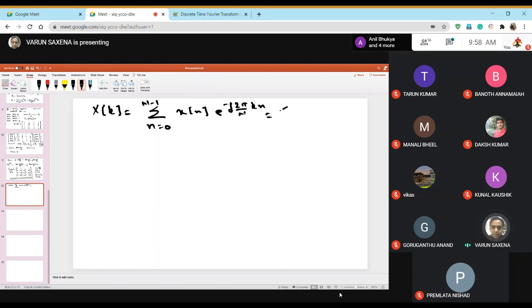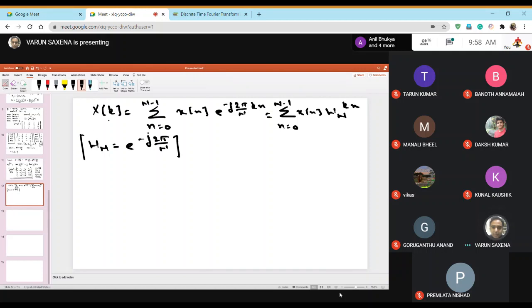And this can be written as the sum over n equals 0 to capital N minus 1 of x[n] W_N^{kn}, right? So this is what it is, because we can write W_N as e to the power minus j 2π/N. This is how we can write it, right?